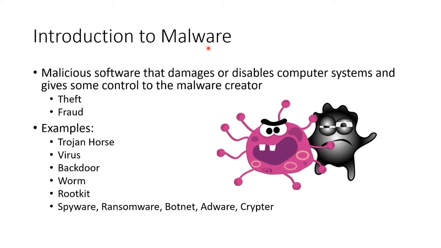Malicious software. Malware. It will damage or disable a computer system. It'll run something in the background. It gives some level of control to whoever created that malware. It's for theft or for fraud or remote control or something like that. And we have a variety of examples. It's a blanket term for computer virus, Trojan horse, backdoor, worm, rootkit, spyware, ransomware, botnet, adware, crypter. All of these are examples of malware.